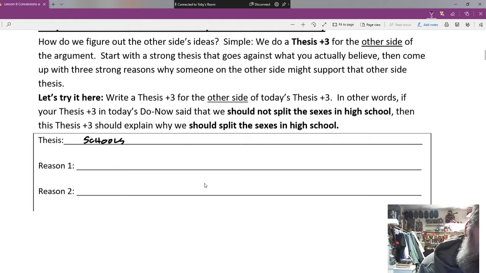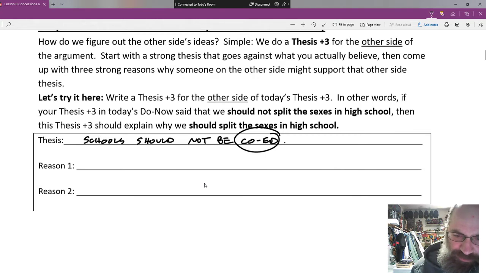Schools should not be co-ed. Is there a hyphen there? I don't know. All right, so schools should not be co-ed. Most likely reason, boys and girls focus better when separated.